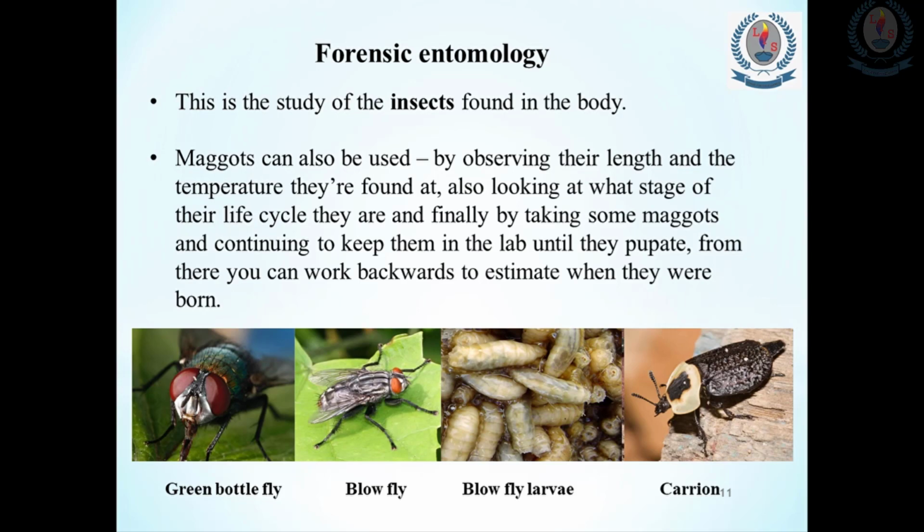So here the maggots can also be used by observing their length and the temperature they are found at, and also looking at what stage of their life cycle they are in. So these things can be used to estimate the time of death of a certain person.